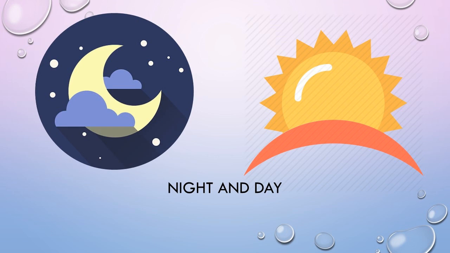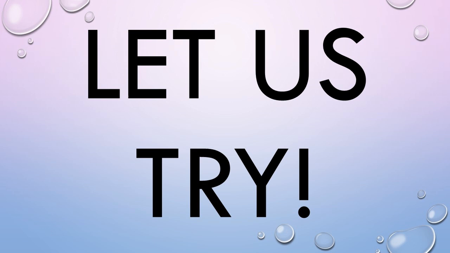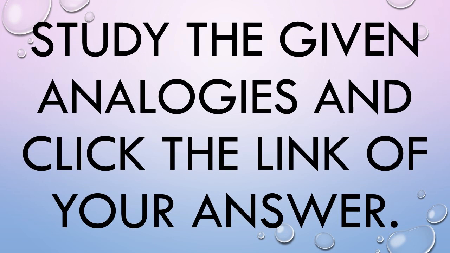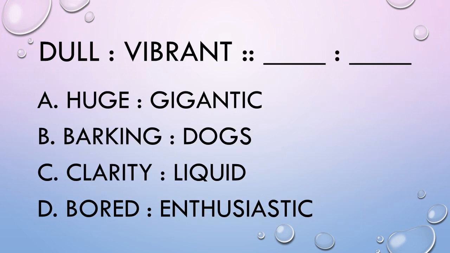Magnificent! You just show how much you already mastered the relationships. This frame shows antonyms. I hope you are gaining more confidence about this matter already. Let us try it once more, shall we? You have to study the given analogies and identify the word or words that will best complete each item. The first one is dull and vibrant. These words are antonyms with each other.